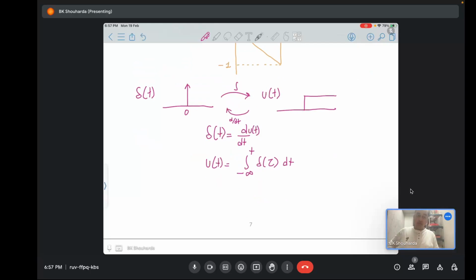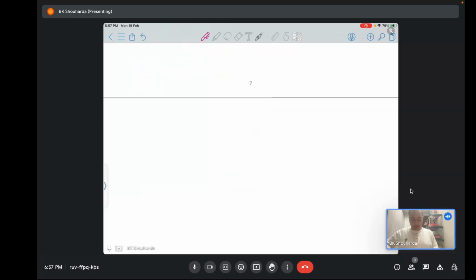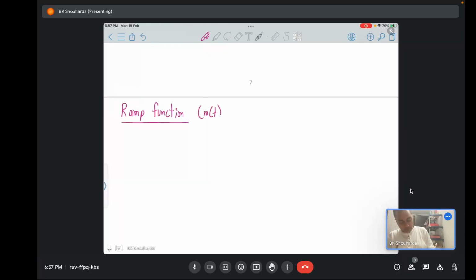Now let's go one step further. What can we have? The next step that actually comes to us is the ramp function, also called r of t. So what is the ramp function? The ramp function is defined something like this: 0 for t less than 0 and it is equal to t for t greater than or equal to 0.